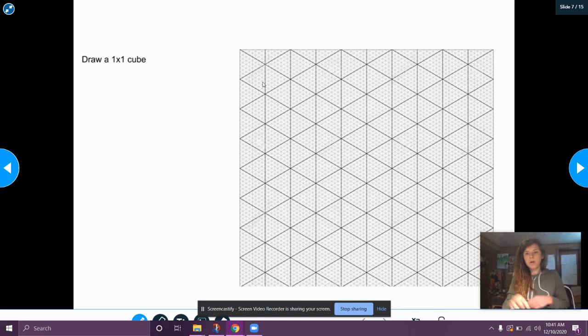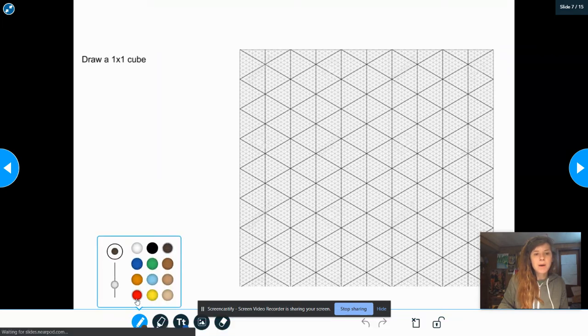All right, folks, so we're going to draw our 1x1 cube using the isometric method. So I just want to walk you through this. Just remember that when we're doing the isometric method, that means that we are looking at it in 3D, but we're seeing all of our planes at one time.